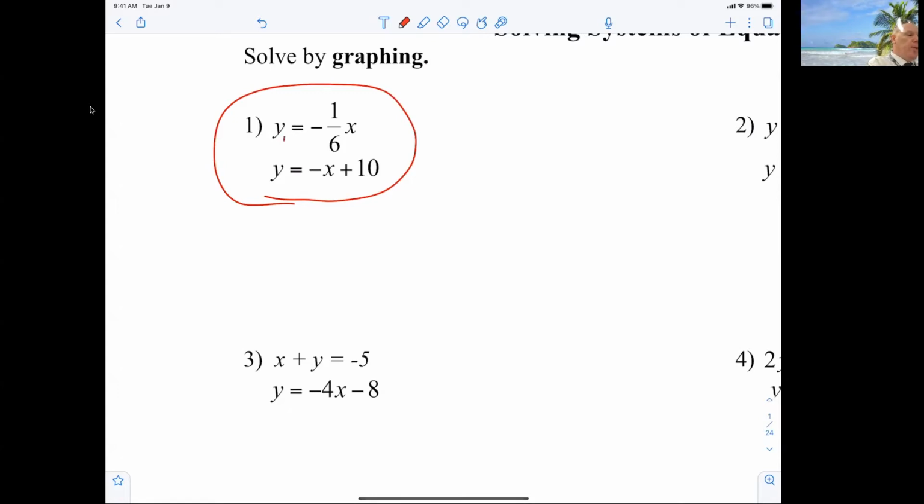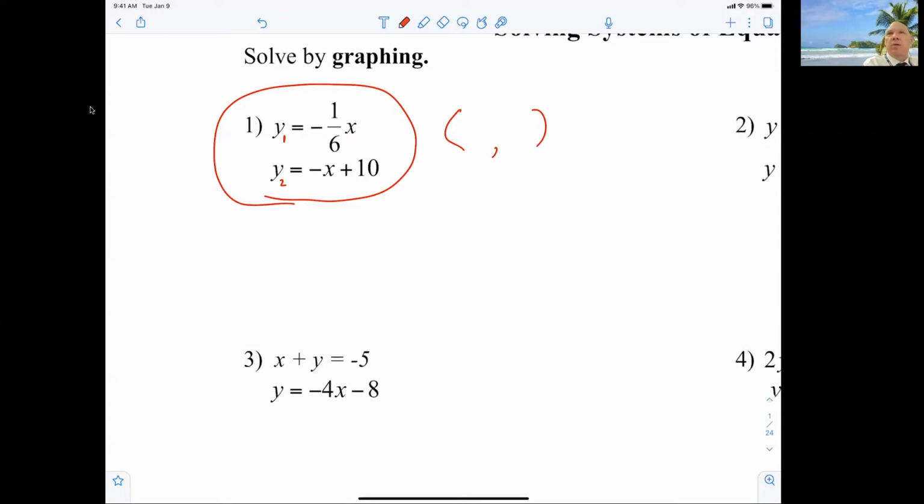And remember, you're typing it in under Y1 and Y2. And then calculate the point of intersection. And then somebody tell me what that intersection point is. Yes. How do you calculate the point of intersection? Second calc. It's on the top, right? And then the menu comes down and there's an actual 1 for intersection. And then you just hit enter 3 times. You don't care about guessing.